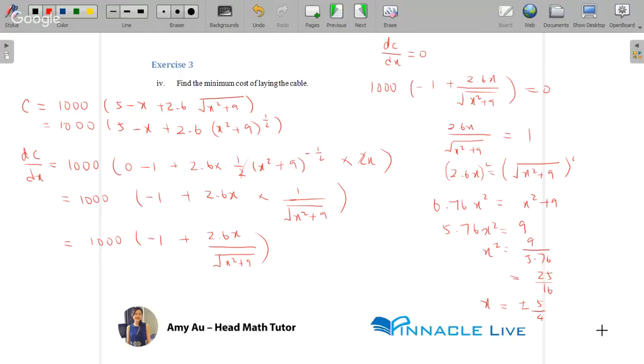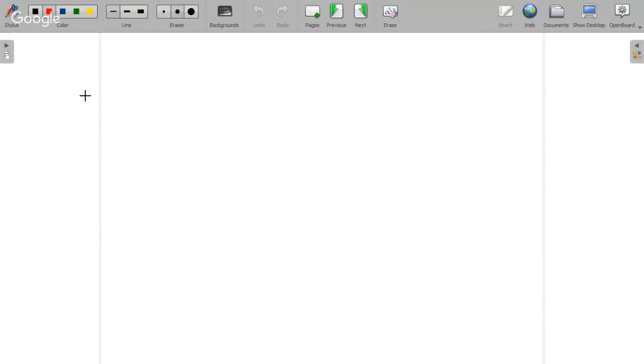Now, because x is a length, it shouldn't be negative, so we automatically reject that negative answer. So let me just continue here: since x is a length, therefore x should be positive, so therefore x is equal to 5 on 4 only. All right, I think I need a new page. Let's see if I can do this. All right, that worked. Good. So we've found the value. We're not done yet because we still need to show that it's a minimum. So moving on, testing.